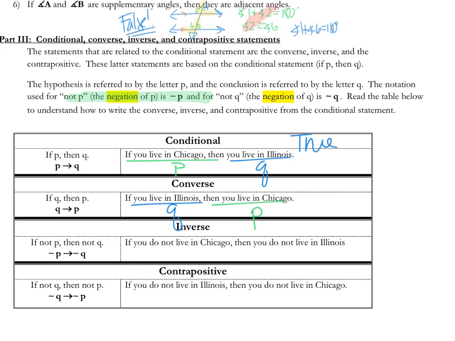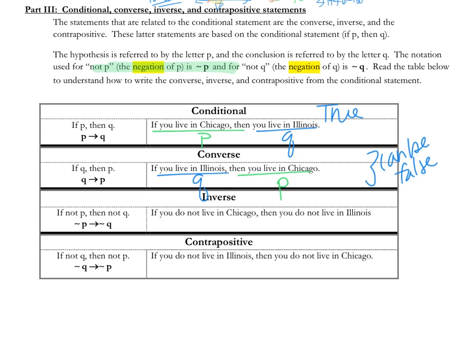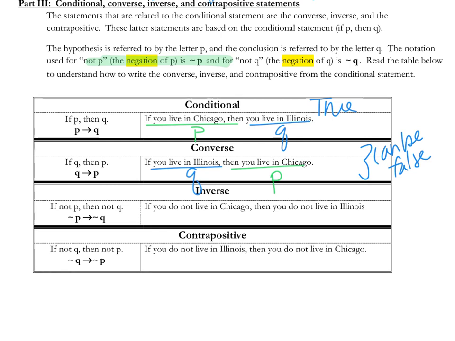So, this can be false. And think about why. We all live in Illinois, but we don't live in Chicago.